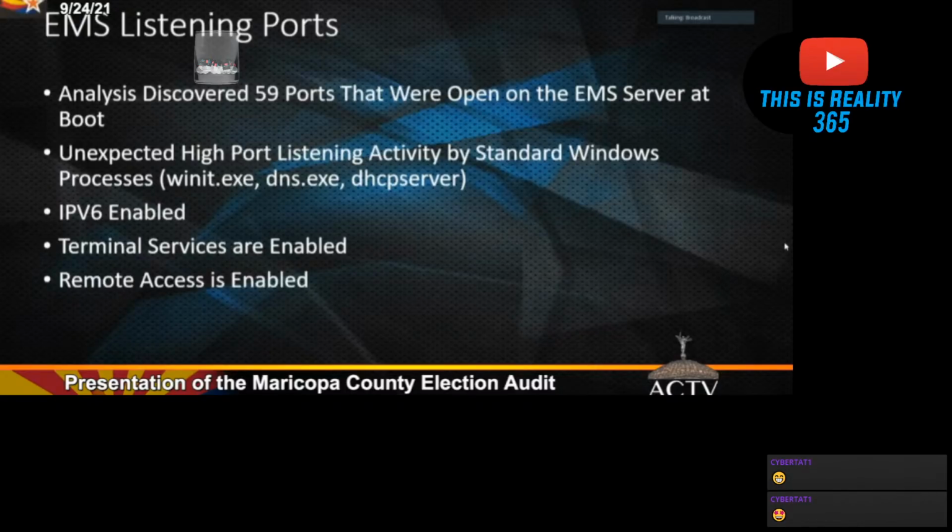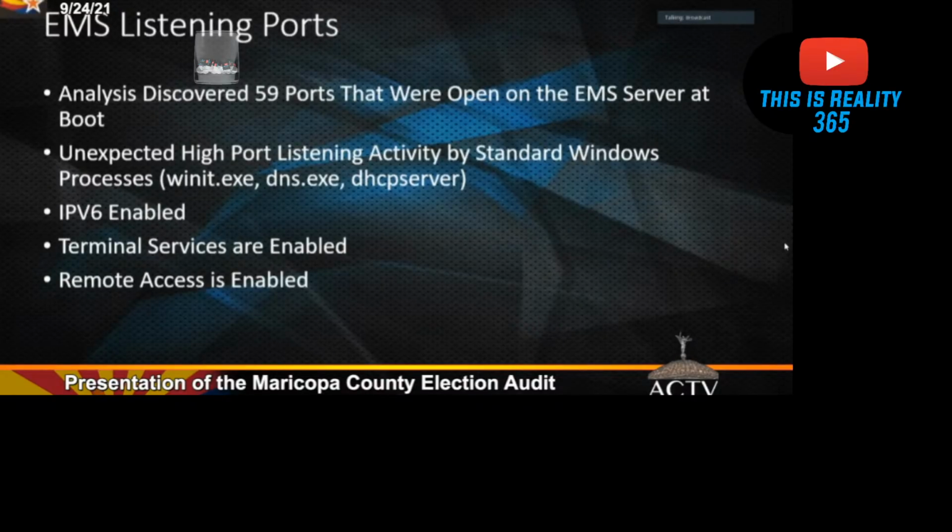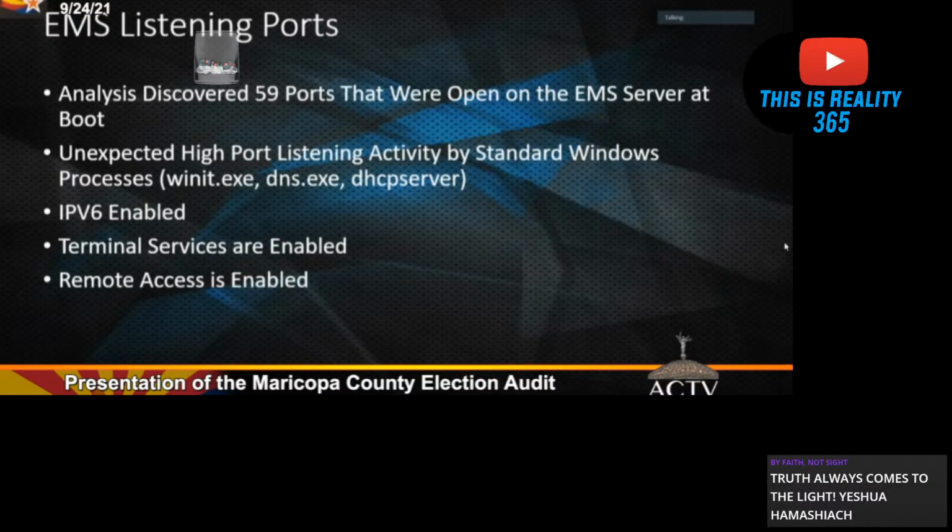What we did discover is that, as you would expect, there were a number of ports. This is a normal part of an operating system. Ports are used to establish connections and provide functionality to the operating system. We've discovered 59 of those that were open.